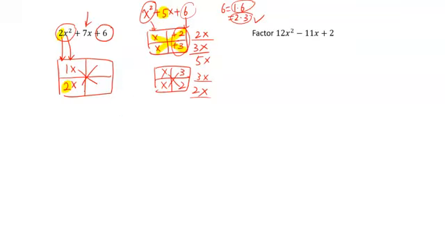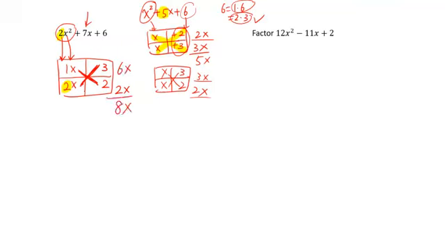And now let's try the other pair, 2 and 3. So I'm going to actually try 3 and 2, see if it works. The correct way should be 2 and 3. So if I did this, I get 2x, this diagonal. The other diagonal, I got 6x. When I add them, I got 8x.